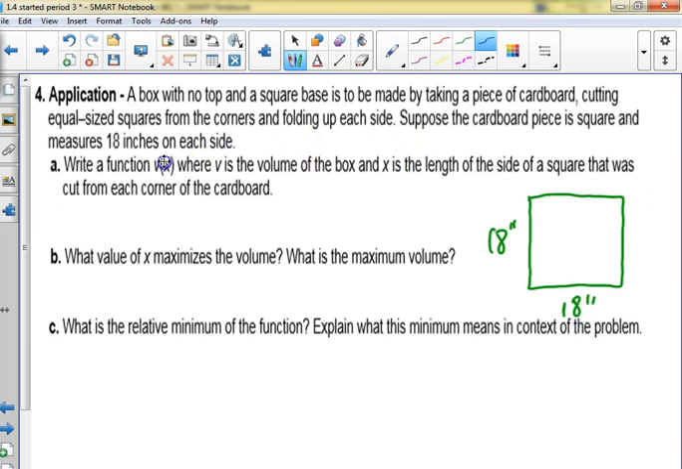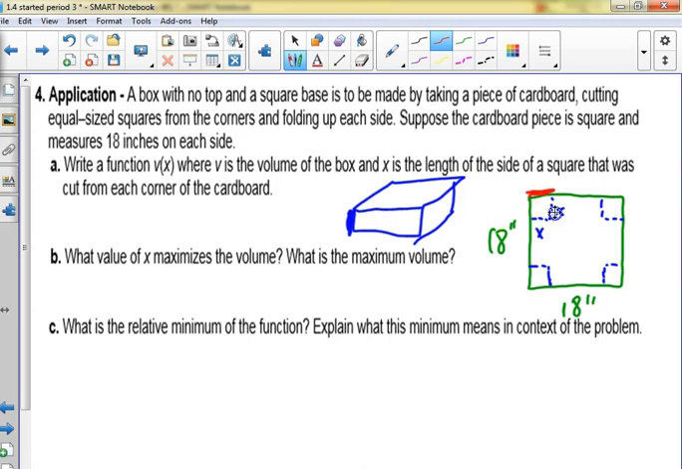All right, write a function for the volume when x is the size of the square we're going to cut out. So this little square is x by x. And we're going to cut it out of each corner. All right. So then we're going to fold it up into a box. How tall is our little box going to be?